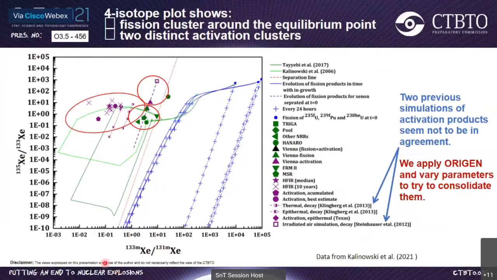In the 4-isotope plot, civil activations and nuclear explosion domains are separated by a discrimination line. On the left side of the discrimination line, there is one cluster around the equilibrium point, that is a fission cluster. And there are two distinct activation clusters belonging to the Vienna TRIGA and Texas TRIGA reactors. These two simulations of activation products seem not to be in agreement.